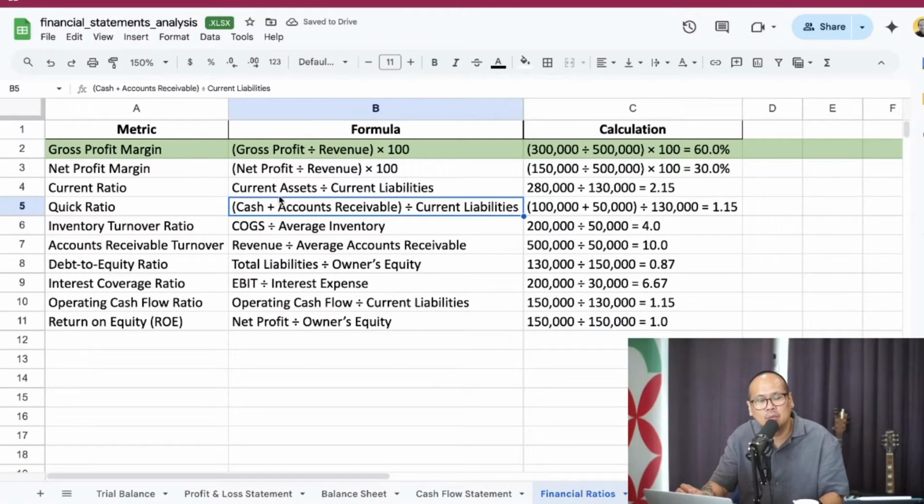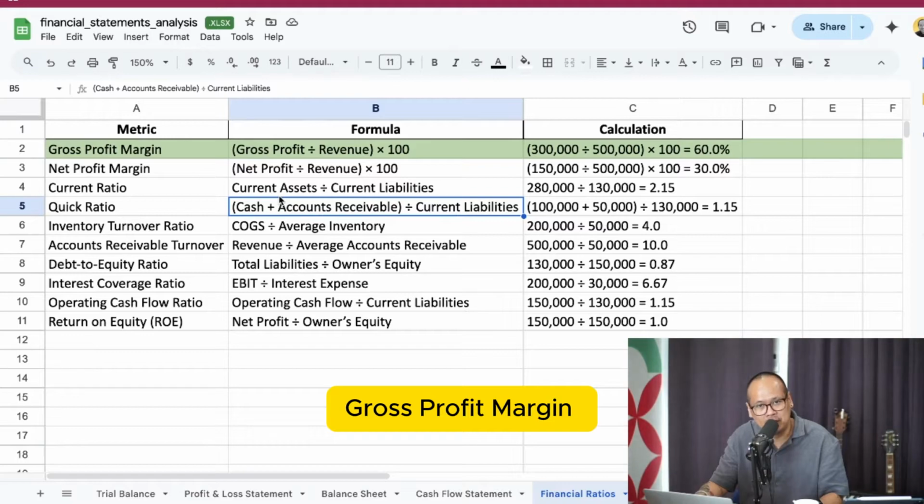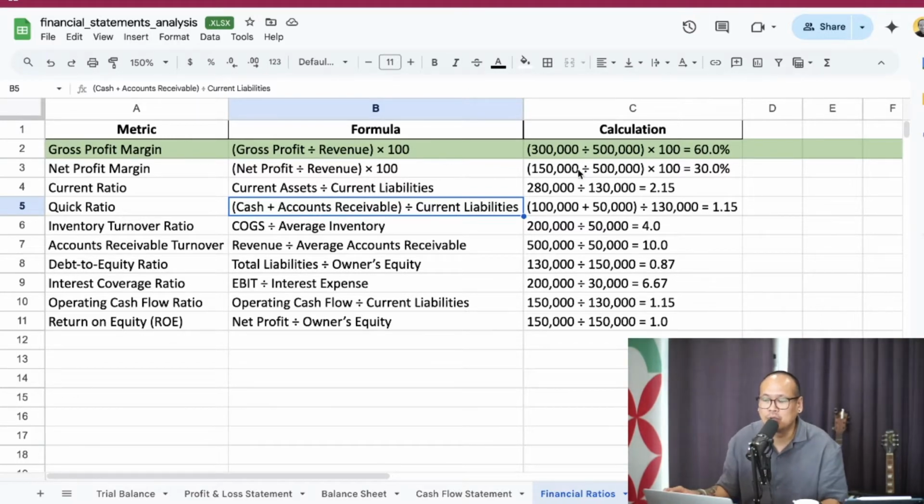So let's start with the gross profit margin. The formula for this is gross profit divided by revenue, and the result would be multiplied by 100 for the percentage. As an example, if your gross profit is 300,000 and revenue is 500,000, your gross profit margin is 60%. The typical retail industry standard, 40 to 50%, is the baseline.